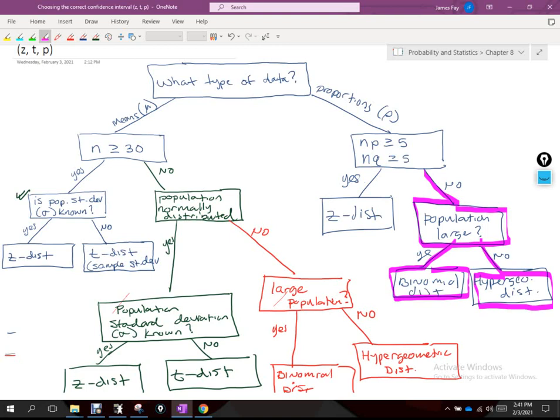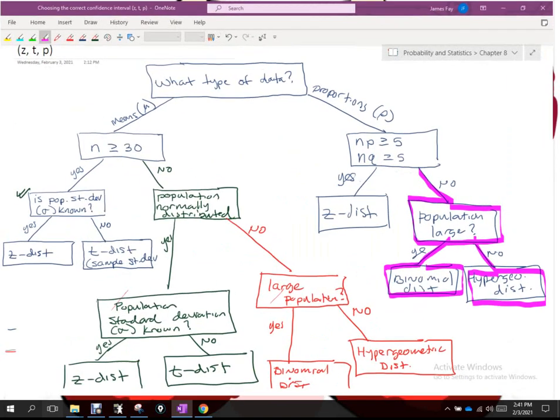Okay. So as we go through, we're going to have multiple intervals. Intervals for means using the z distribution and t distribution, and an interval used for proportions. All three of those things use either the t table or the z table.